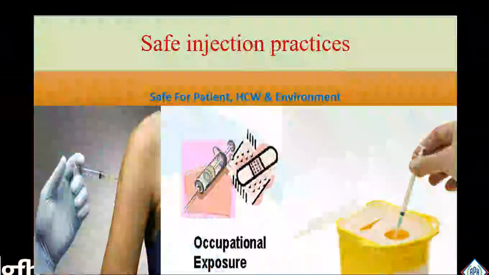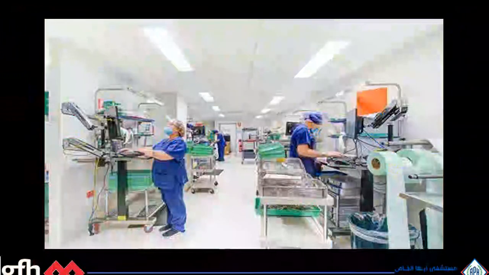What about safe injection for the healthcare worker? Once you finish the procedure, discard the sharp items without recapping. Don't recap. How will it be safe for the environment? Discard in a sharp container, which is a puncture-resistant container, and secure it when it is 3/4 full or when there is odor. Securing the sharp container is the responsibility of the nurse. What about CSSD?